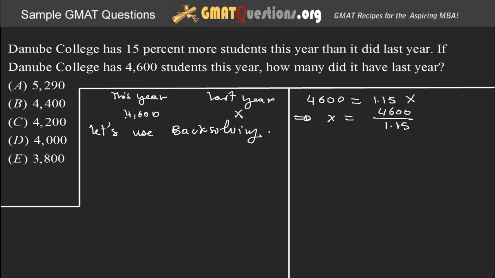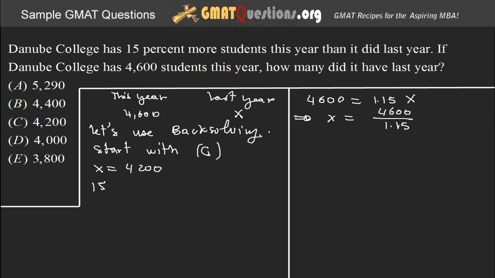But this is what we're going to do. We're going to start with C here, okay? Let's start with C and you're going to understand exactly how I do this. So we're going to start with X equal 4,200. If X equal 4,200, we need to find 15% of X and add it to 4,200 and find out if it's going to give us 4,600.